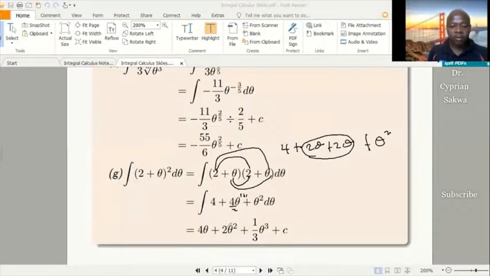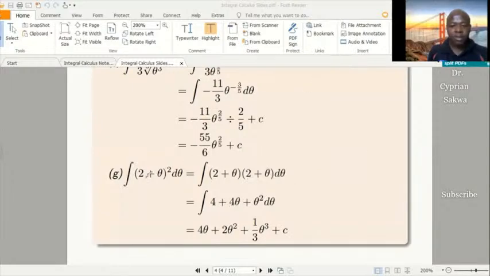And so you'd have 2 theta squared, and then when you add 1 to this, you get 3, and divide by 3, you get a third theta cubed, plus a constant of integration. That is how we do that question. So it was just easy.